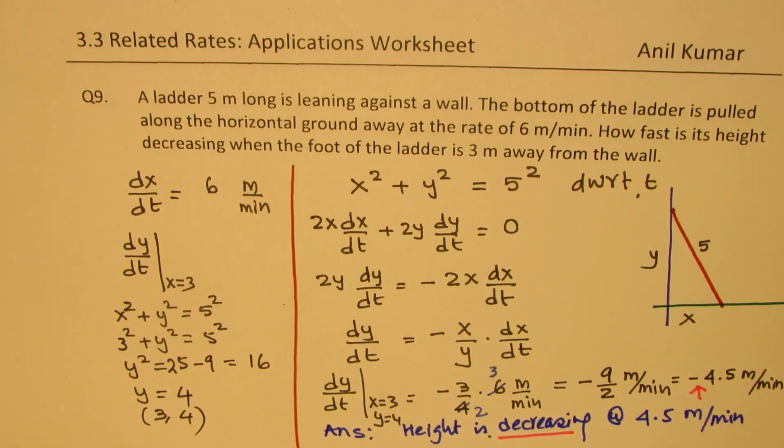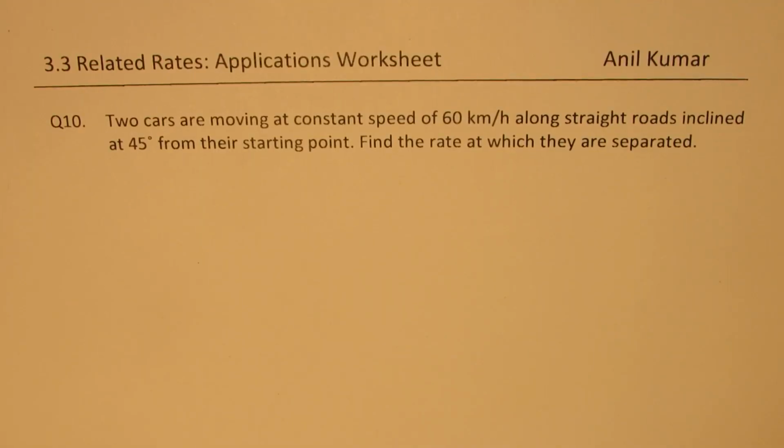Is that clear to you? So that is how we are going to solve such a question. Two cars are moving at a constant speed of 60 kilometers per hour along straight roads inclined at 45 degrees from their starting point. Find the rate at which they are separated. You can always pause the video, answer this question, and then look into my suggestions.